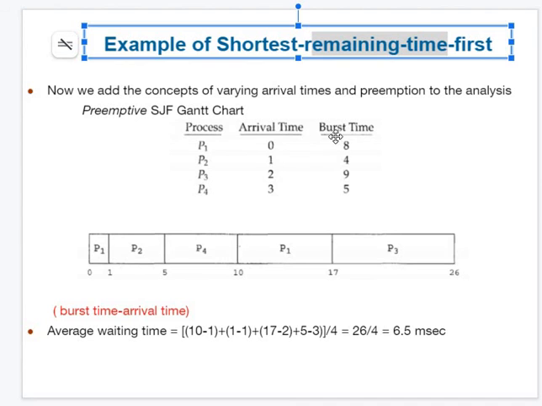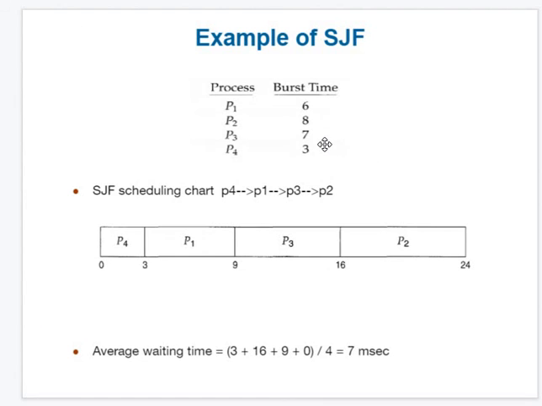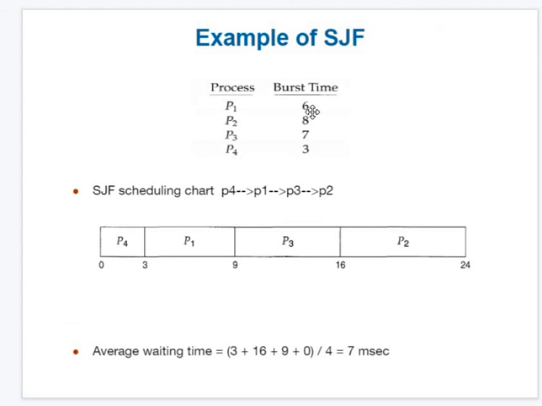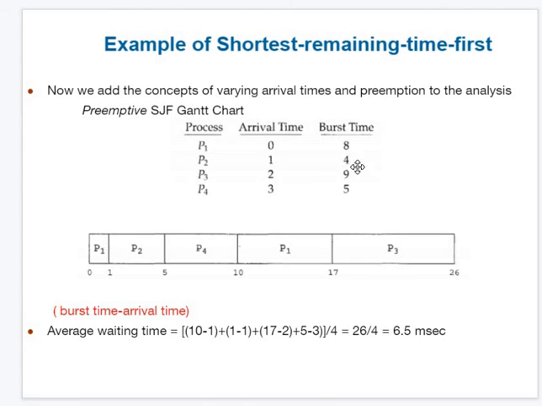4 processes, their burst times 8, 4, 9, 5, just like the previous. It was a different value, but 8, 4, 9, 5. So if you don't have arrival time, then definitely it's not shortest remaining time, it is going to be SJF. So how will you solve SJF? That means shortest job first.